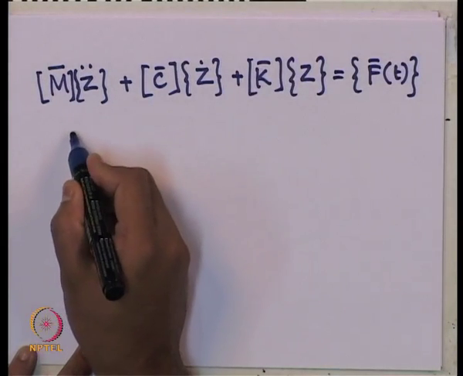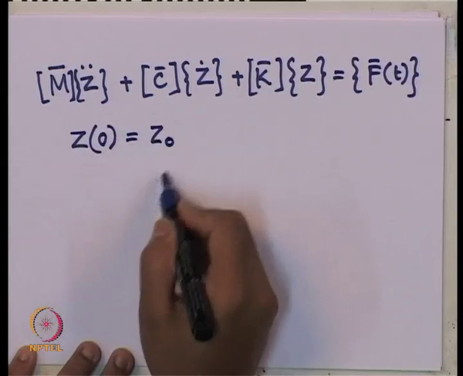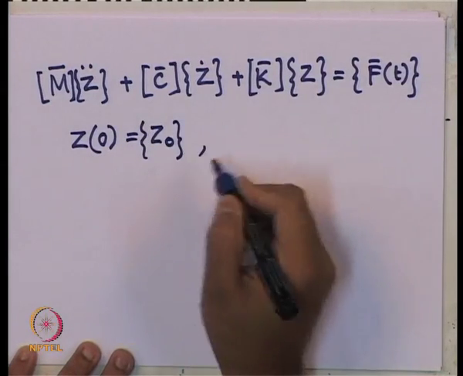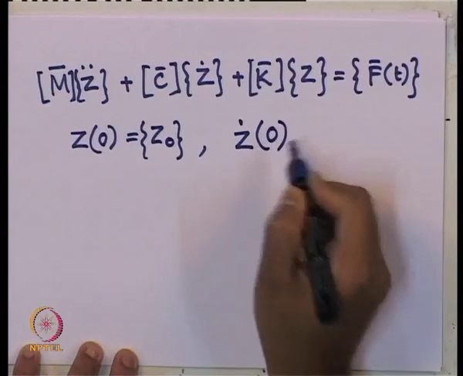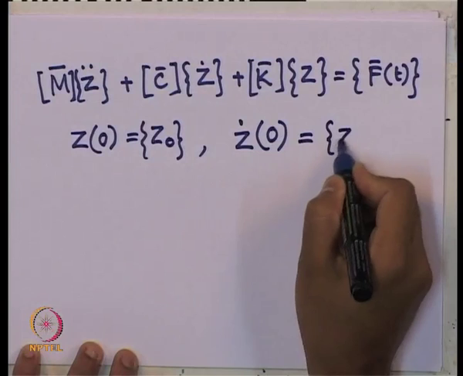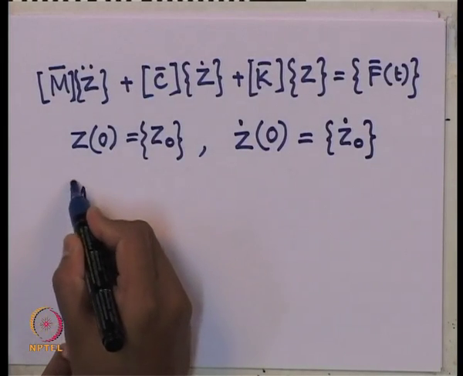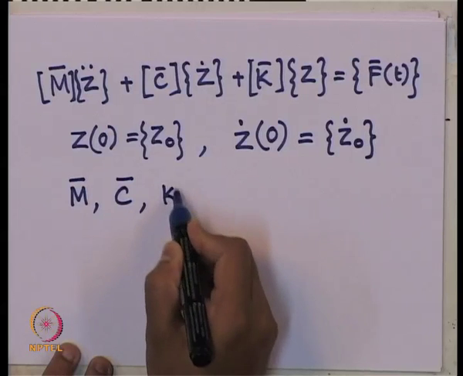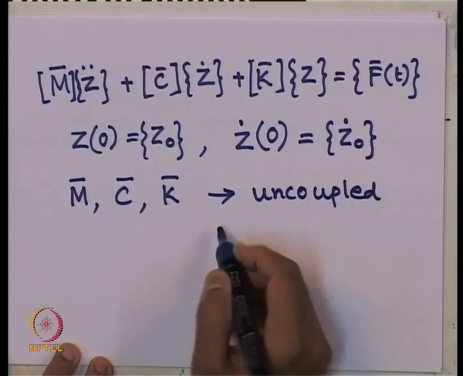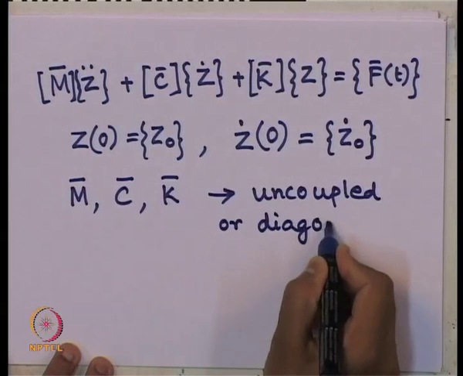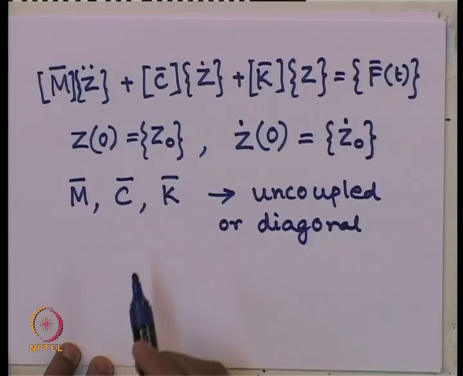And let us say the initial conditions are z at time 0 is given as z naught. Remember, all these are vectors. These are not single numbers. We are considering the generalized multi degree of freedom case, and the initial velocity vector is, say, z naught dot. These are the given conditions, and what we said is that this m bar, c bar and k bar are uncoupled or diagonal. That is, by using the transformation matrix, we make each of them diagonal.